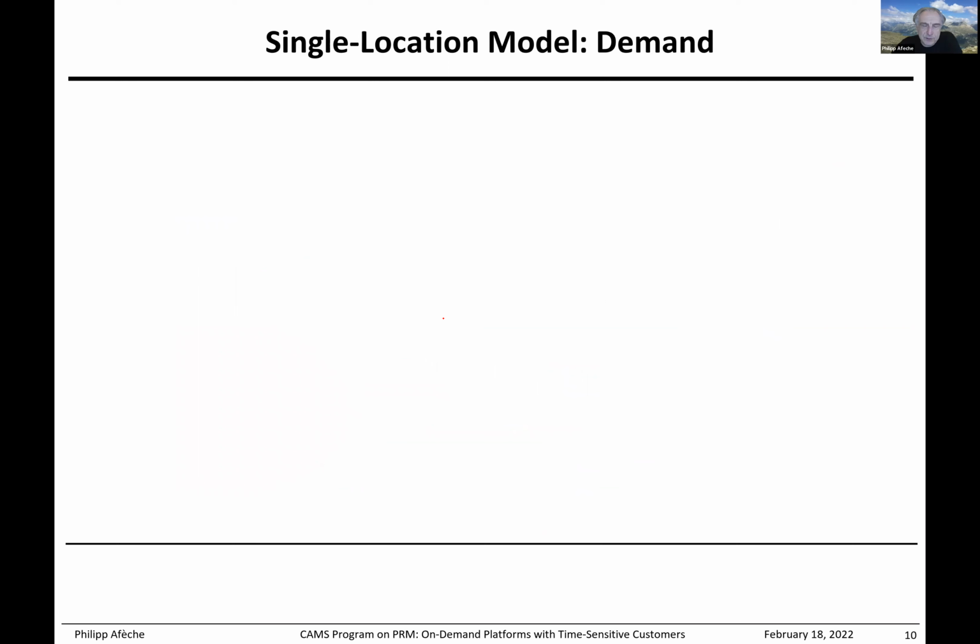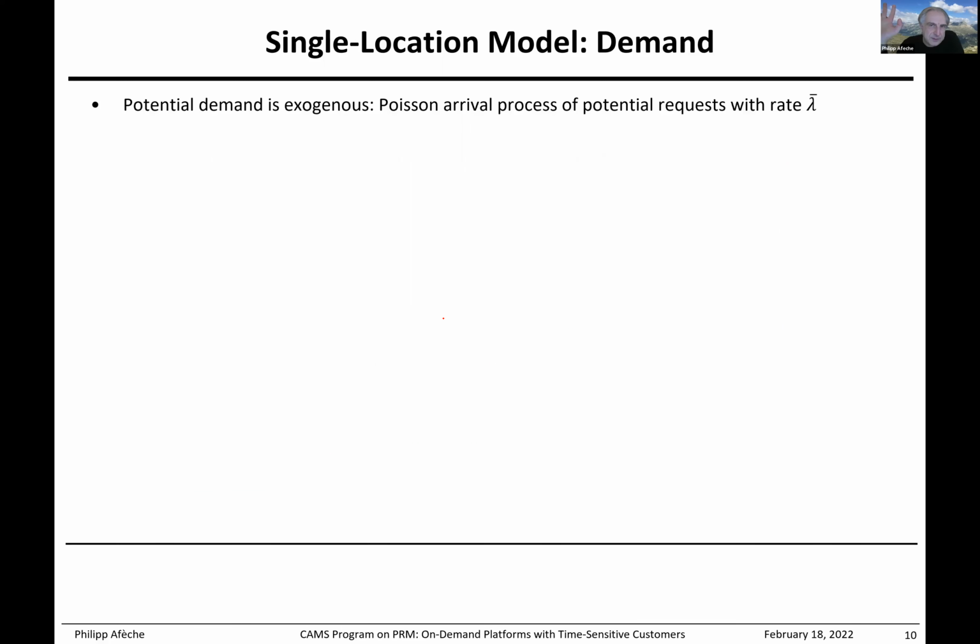So to develop the model step by step, the potential demand here is exogenous, and in this case it's a Poisson arrival process. I don't think it makes a huge difference if you went to a more general queuing model. But the potential requests, think of this as the market size. They arrive at a rate of lambda cap.